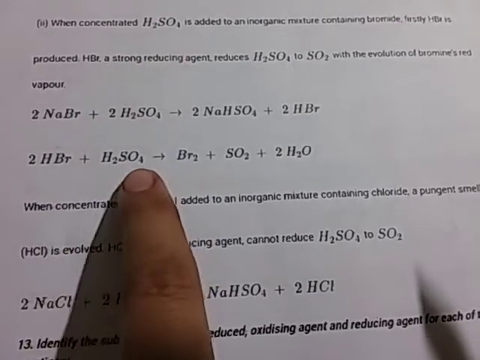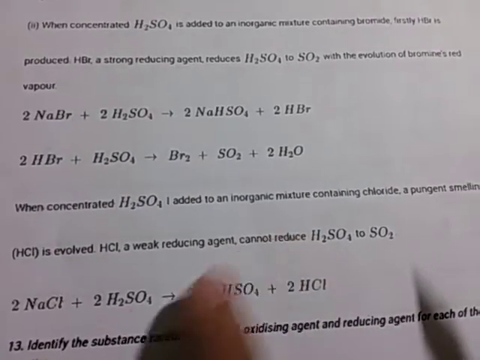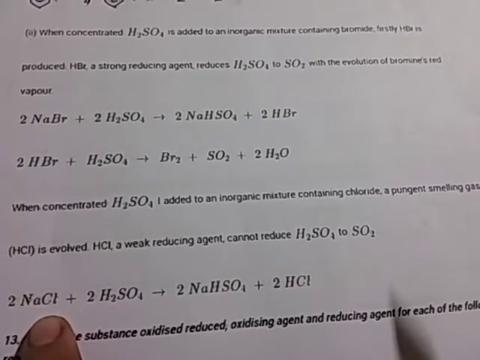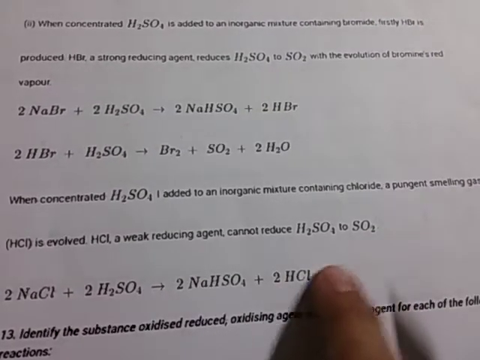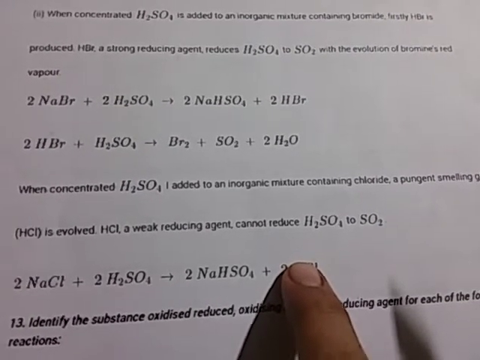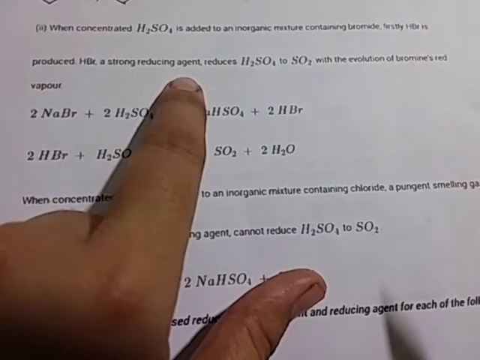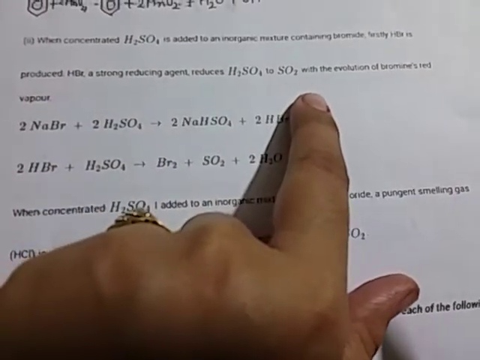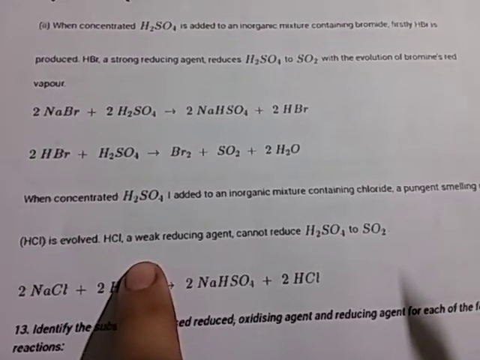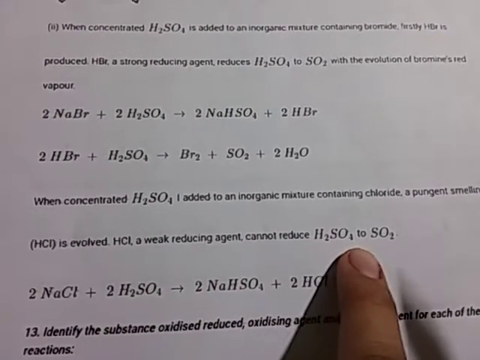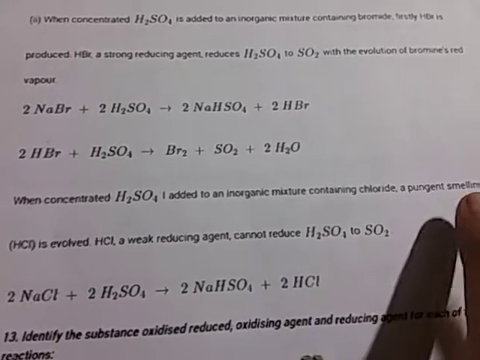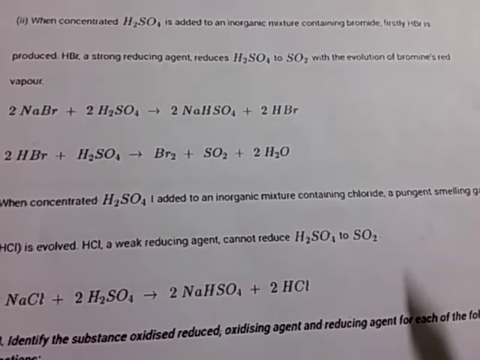Then when concentrated sulfuric acid is added to an inorganic mixture containing chloride, NaCl, the pungent smelling gas HCl is evolved, and HCl is a weak reducing agent. In the upper case HBr is a strong reducing agent, so it reduces sulfuric acid to SO2. But here HCl is a weak reducing agent, so it can't reduce sulfuric acid to SO2. So HCl gas is evolved, the pungent smelling gas.